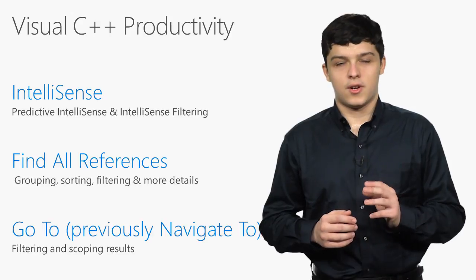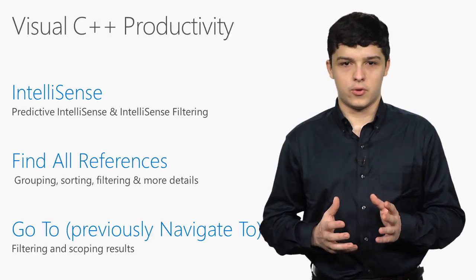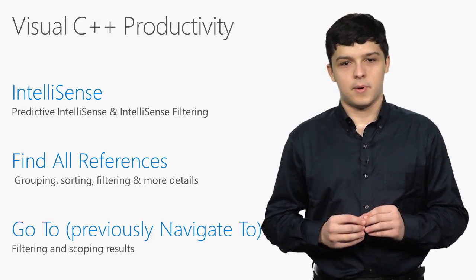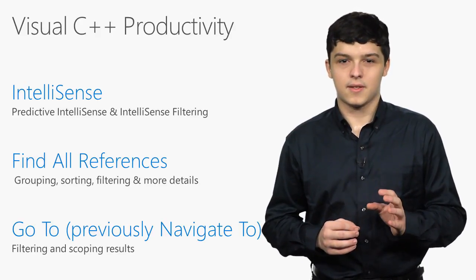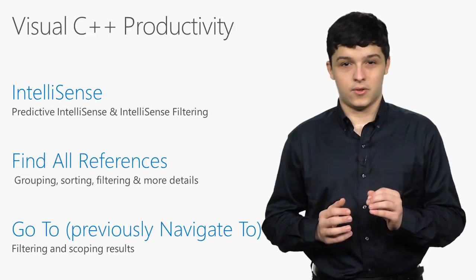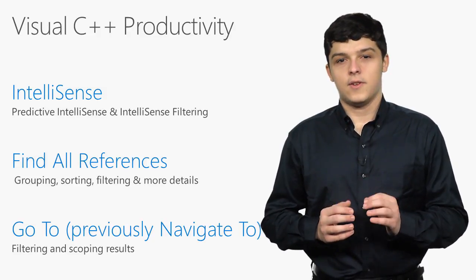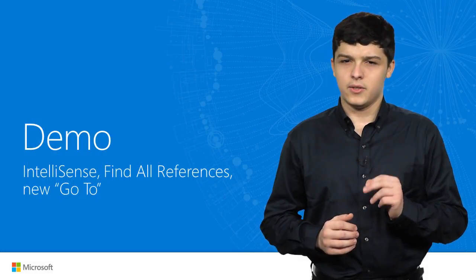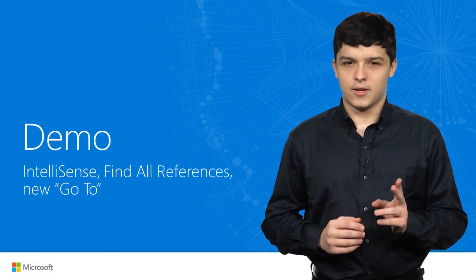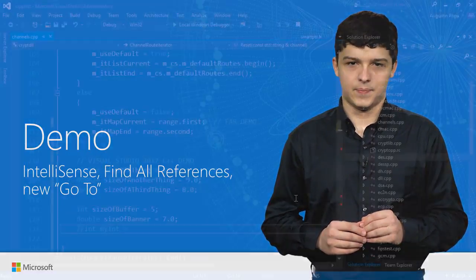Next, we made some changes to our Navigate To feature, which we now call GoTo. You can now filter results based on certain specifications and scope them to your solution, your current document, or your solution as well as any external dependencies. The interface has also shifted a bit to be more user-friendly. To better illustrate how these features have changed, let's take a look at some actual code in Visual Studio.